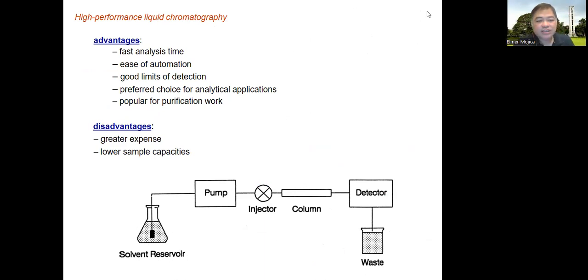Now the disadvantage is that it is expensive, okay, and it has a lower sample capacity. It was not used before in low pressure chromatography or liquid chromatography.